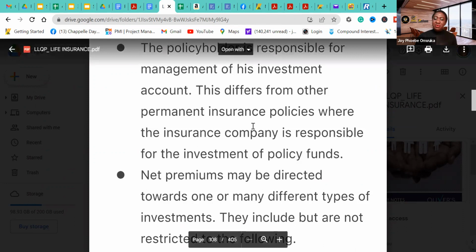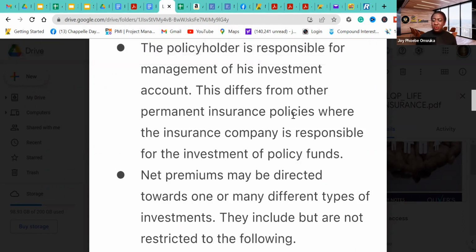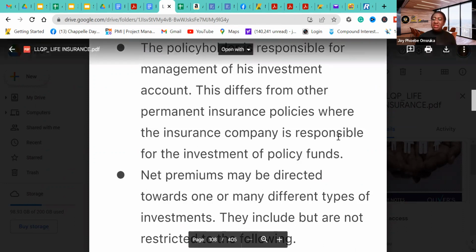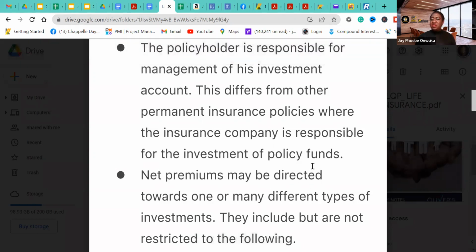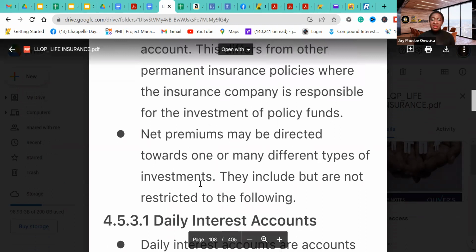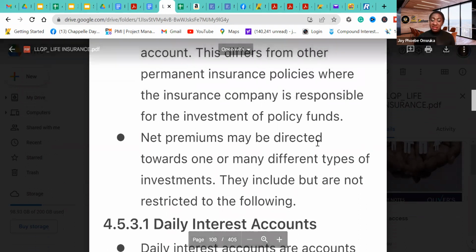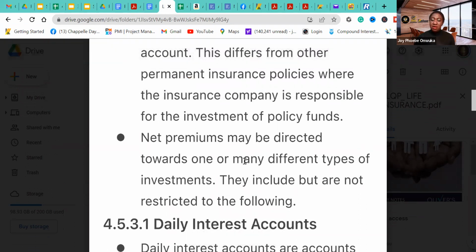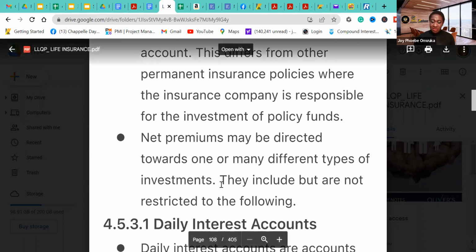This differs from other permanent insurance policies, where the insurance company is responsible for the investment of the policy's fund. And that's why there is not as much transparency, right? For example, whole life. The insurance company manages the investment account and the policyholder doesn't have visibility to those investment accounts. Net premiums may be directed towards one or many different types of investment.